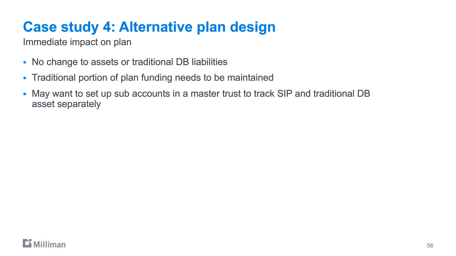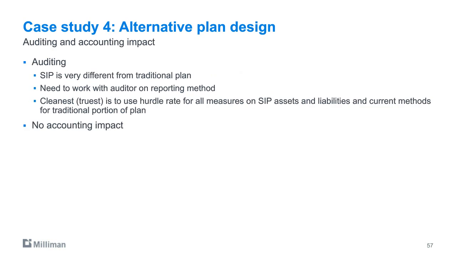Plans that are doing this really set up two sub-accounts, and they track the assets and liabilities of the two pieces of the plan separately to ensure good funding over time. In terms of auditing and accounting, there's no accounting impact. All you did was change your benefit structure going forward. But you do want to talk to your auditor.